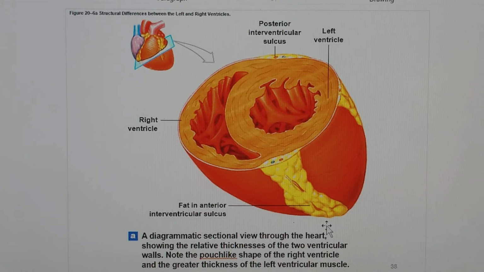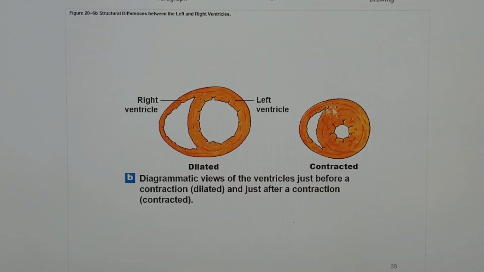Here we see a sulcus. Posterior sulcus, behind. Another picture of the transverse view, looking down at it. Non-contracted, contracted.